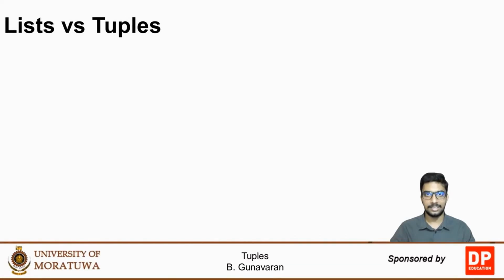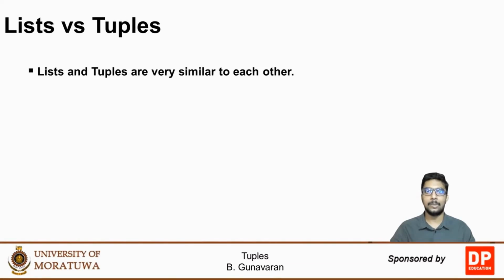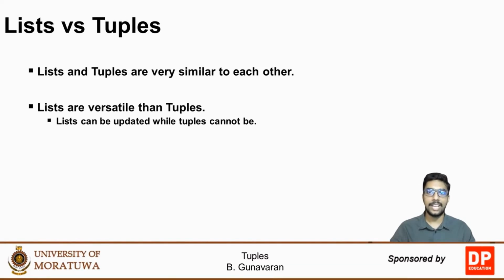Let's compare lists and tuples. By now, we know that they are very similar to each other. However, lists are more versatile than tuples. You can update the values in a list and expand or shrink it, but you cannot do any of those with a tuple. On top of that, lists have more built-in functions than tuples.